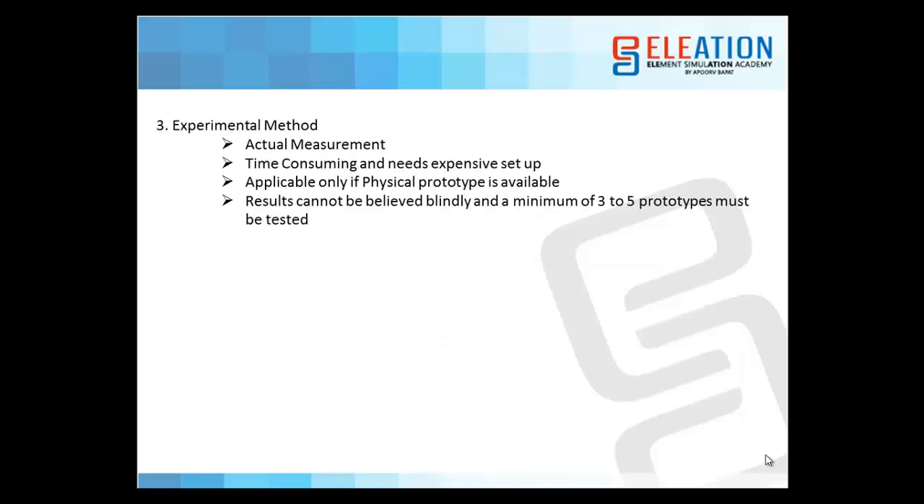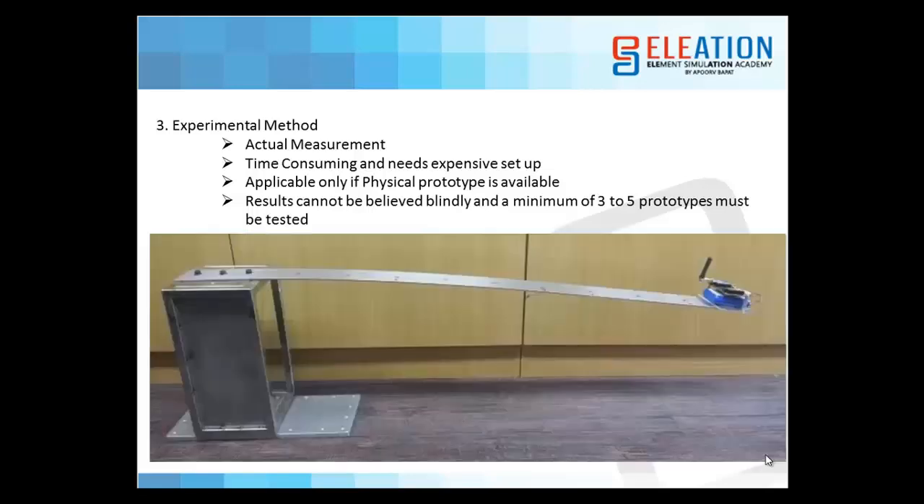Then the third approach is the experimental method, where we see the actual testing condition of the problem. Here we will see again the cantilever beam problem, which is actually tested. The basic issue is that we have to solve these problems with the actual prototype. So we have to set up a testing setup, models, everything. This is very time consuming and needs an expensive setup. We need at least 4 to 5 prototypes to finalize the results.